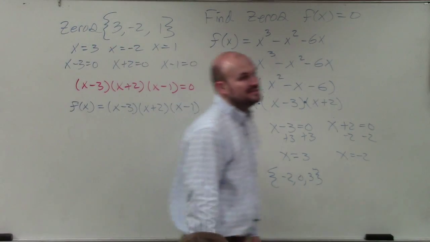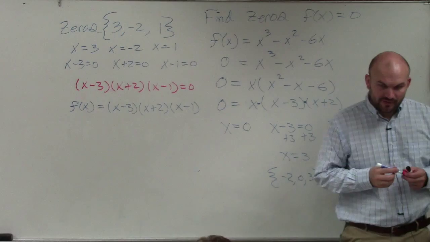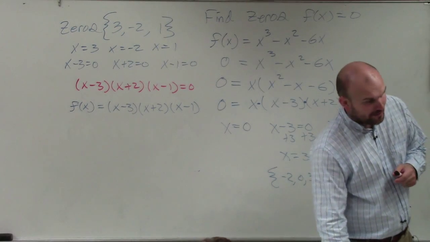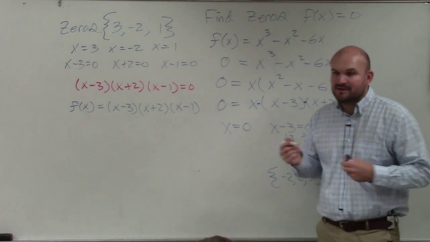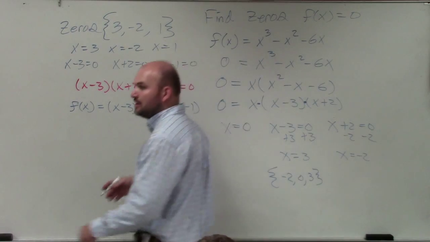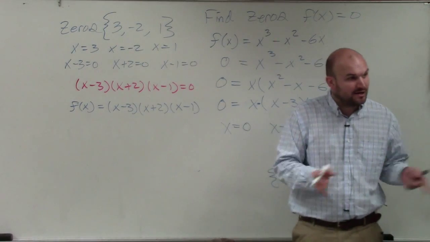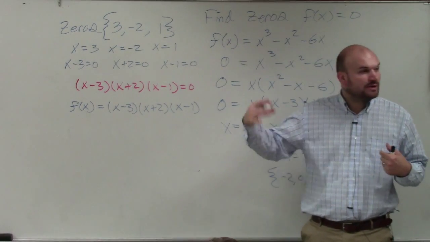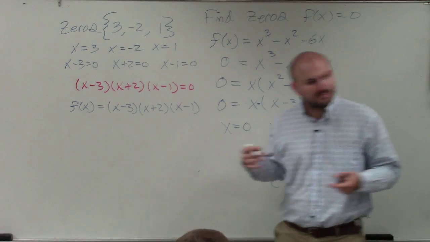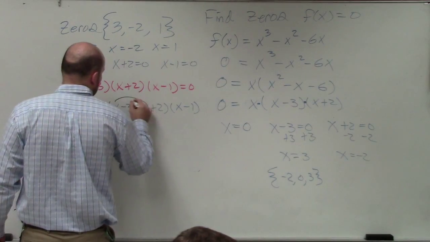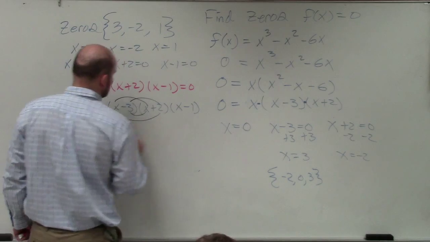So now I just need to multiply them out. So there's a couple different ways of multiplying. I prefer using a box method, but you guys can also use FOIL. When you have a binomial times a binomial times a binomial, just do it one step at a time. So let's just use FOIL for the first two.